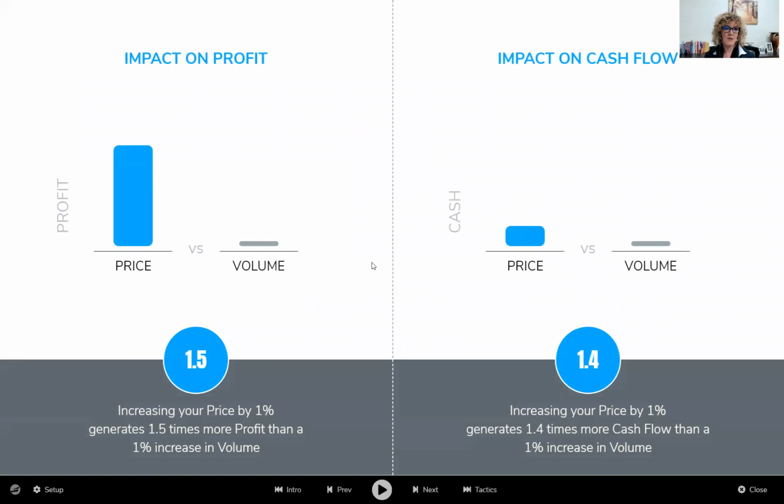So you can see on the left-hand side, this is the impact on profit, all right? And the right side shows the impact on your cash flow. For this particular business, Sam's Plumbing, a 1% increase in price generates 1.5 times more profit than a 1% increase in volume. The right-hand side shows it's 1.4 times more cash flow.